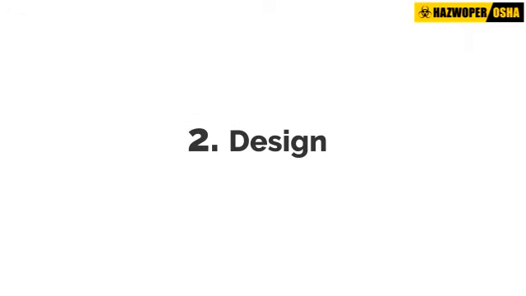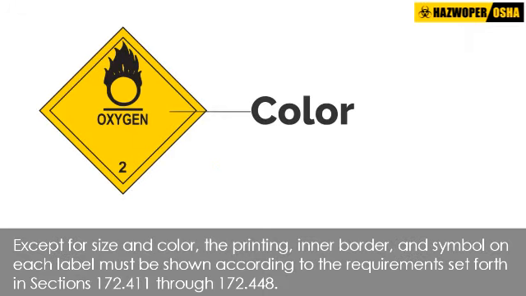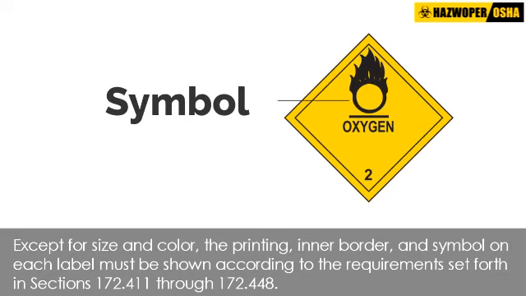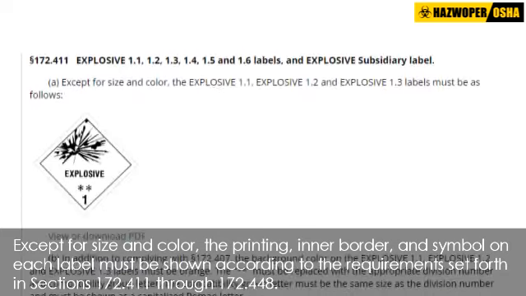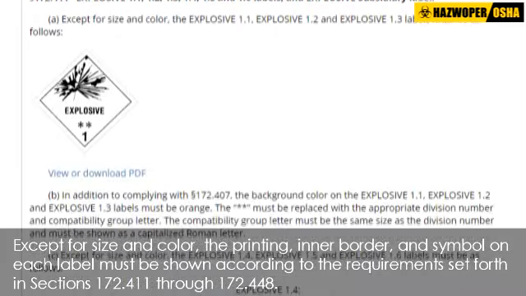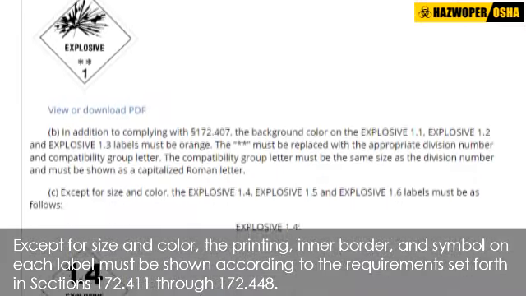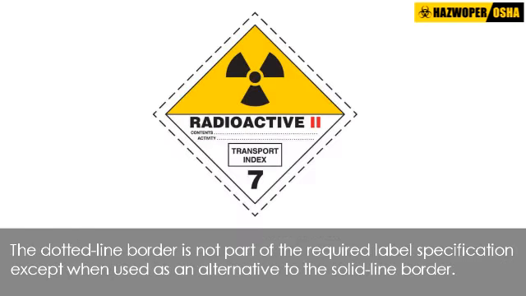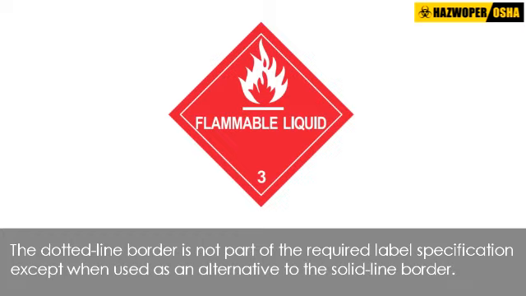Design. Except for size and color, the printing, inner border, and symbol on each label must be shown according to the requirements set forth in sections 172.411 through 172.448. The dotted line border that may be shown on labels in the Hazardous Materials Regulations is not part of the required label specification except when used as an alternative to the solid line border.